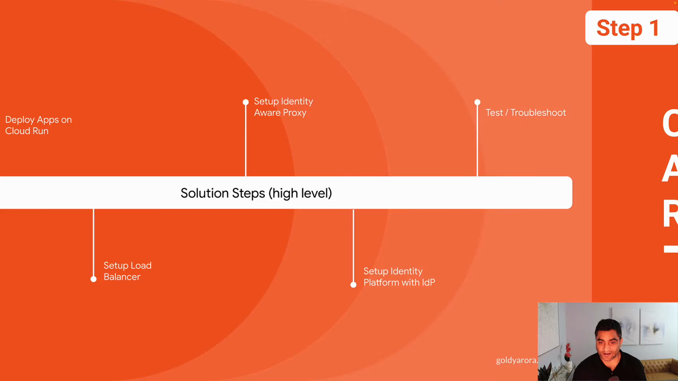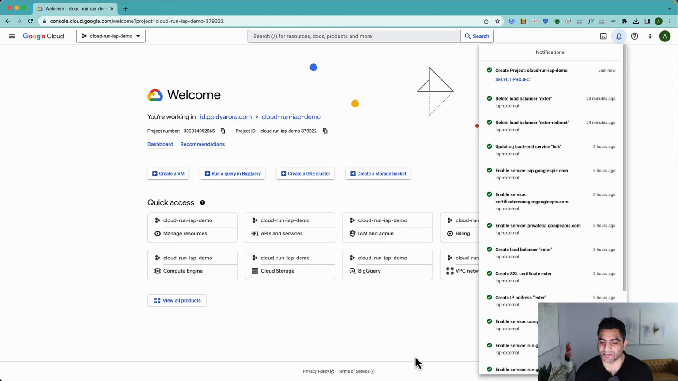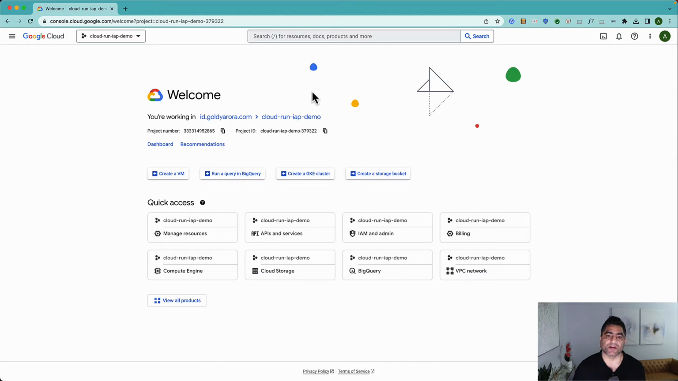Okay, so with that, let's start our first step, which is to create a sample app on Google Cloud Run. Okay, so this is the new project that I just created. It's called Cloud Run IAP Demo, and we will start from scratch. Now, before even creating containers on Cloud Run, let me first create a service account, because by default Cloud Run will leverage your Compute Engine default account, so it's not recommended to use that.